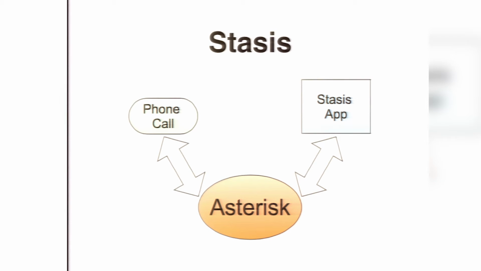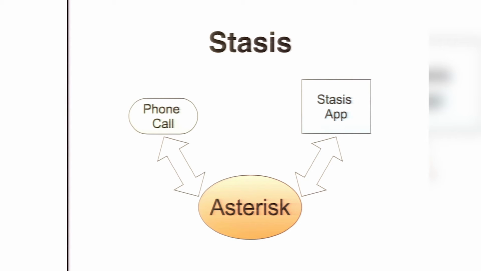So I might say, okay, give me the name of the channel that comes in. I want to bridge it to another channel. I want to play some audio to that channel. I want to make another outgoing call and bridge those two together. They're now in my Stasis app. I am now in control of that channel.